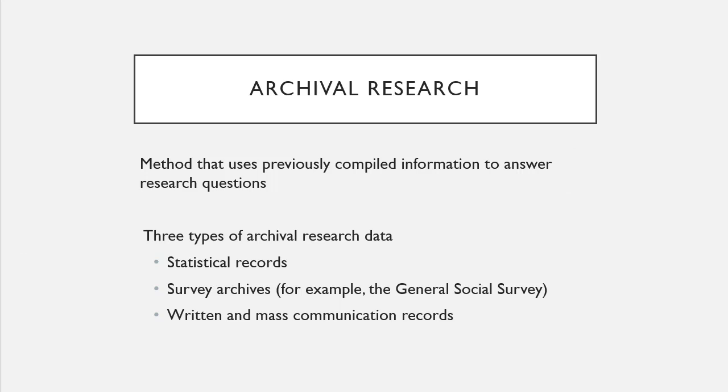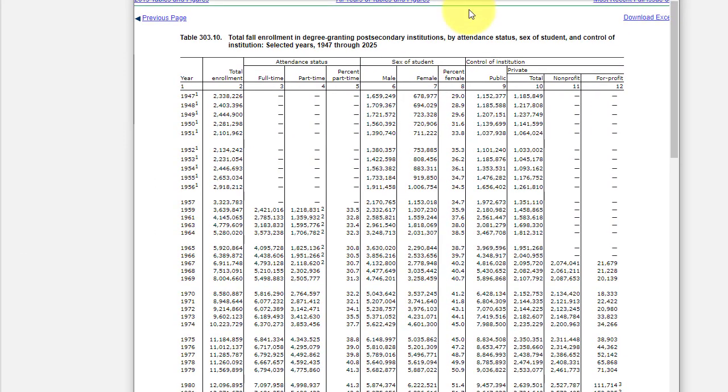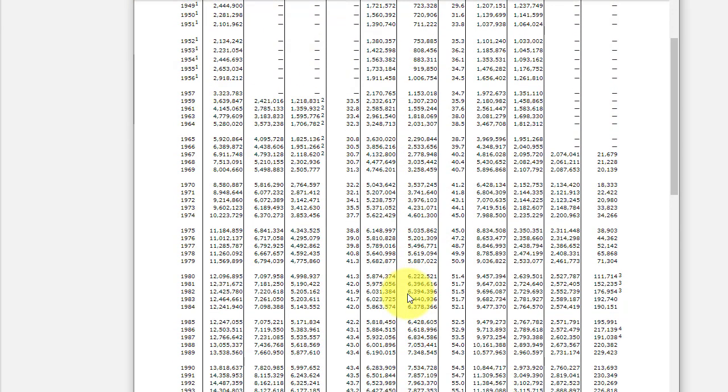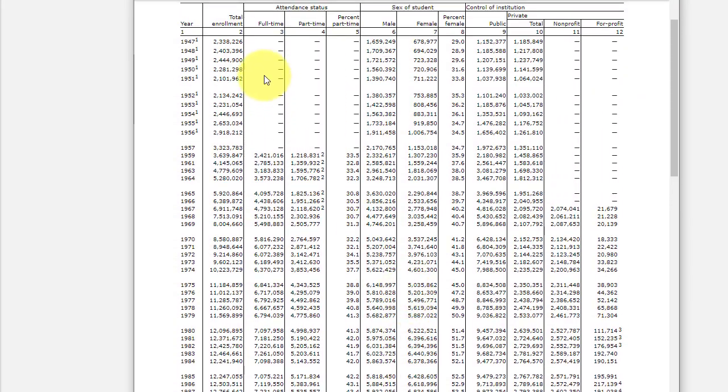Let's take a look at the National Center for Education Statistics and just look at a quick archive. And this is just a list of the total fall enrollment in degree-granting post-secondary institutions. So how many people are in college in the fall by attendance status, sex of the student, and control of the institutions, whether they're private or public or whatever. So we could go back here and we could look at all these numbers, and yeah, it's numerical, but we could look at all the numbers and see what the enrollment in colleges looks like over time.